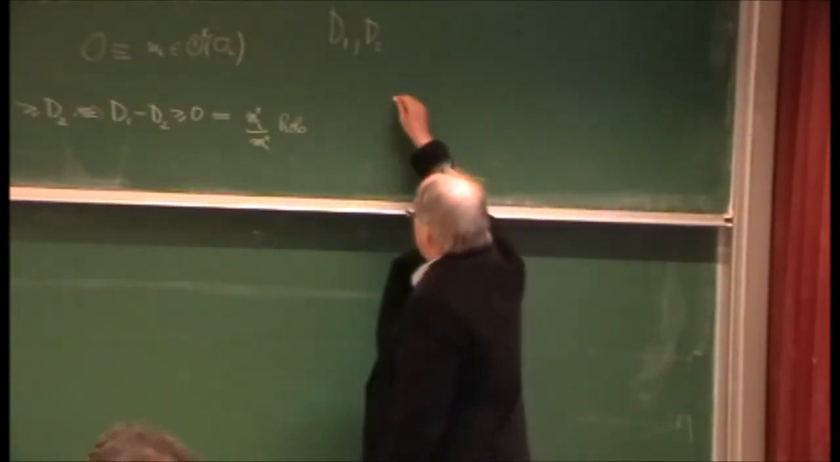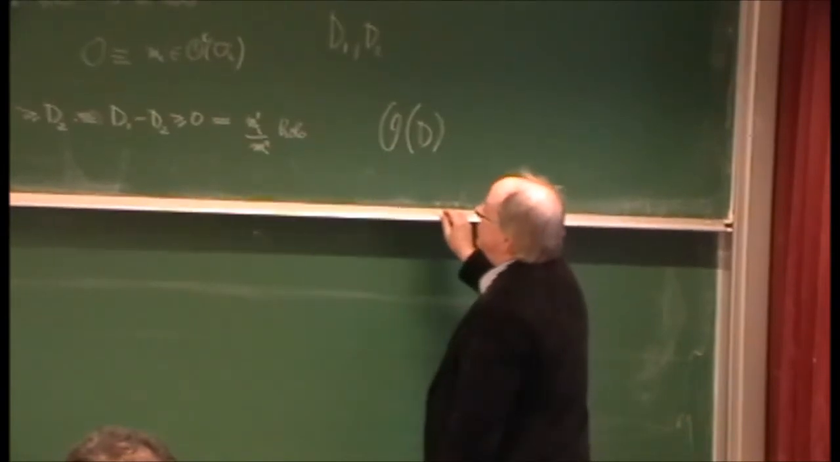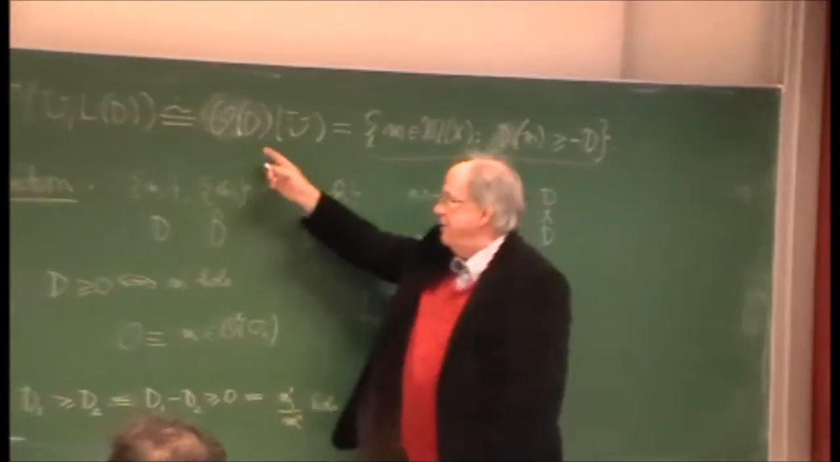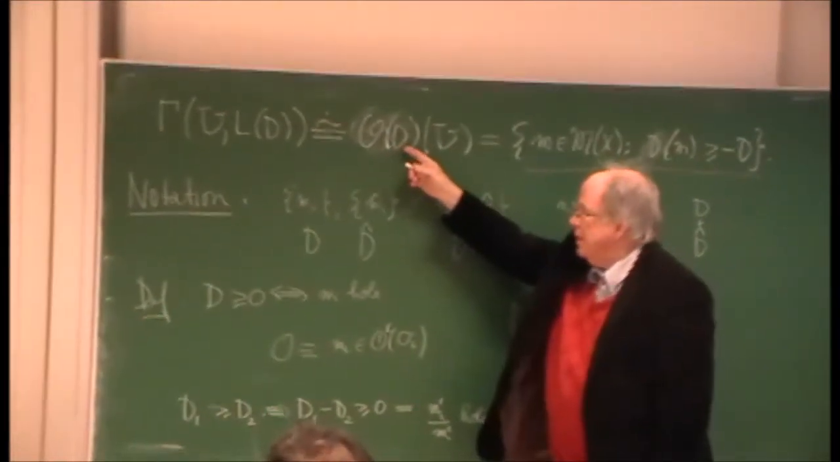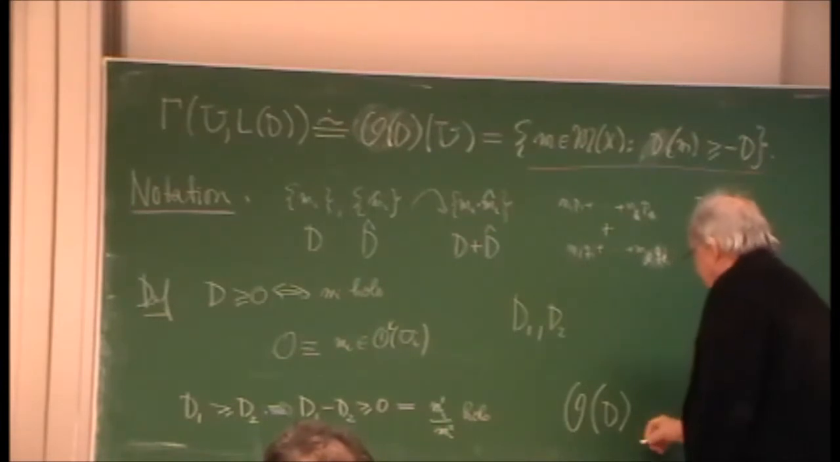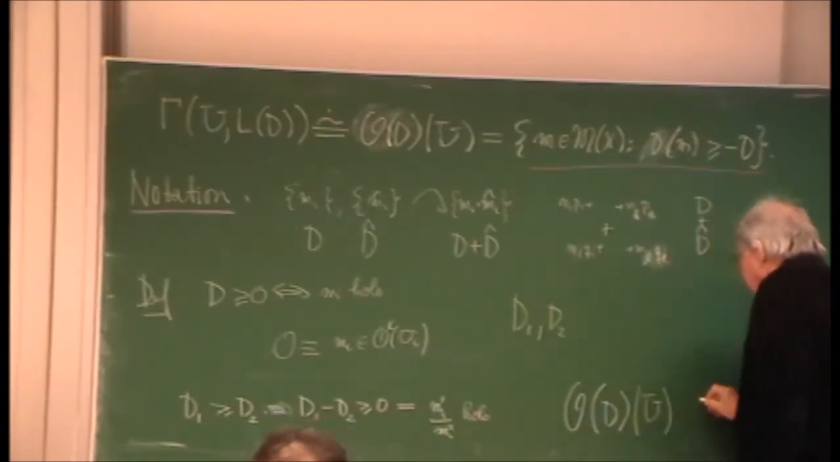Okay, so what I'd like to say is this thing here, O(D). See, this is confusing notation, but this is completely standard notation. Given a divisor, you're looking at the meromorphic functions which have divisor bigger than minus that. On an open set U, this defines a sheaf.